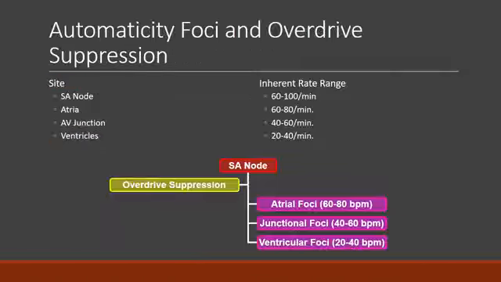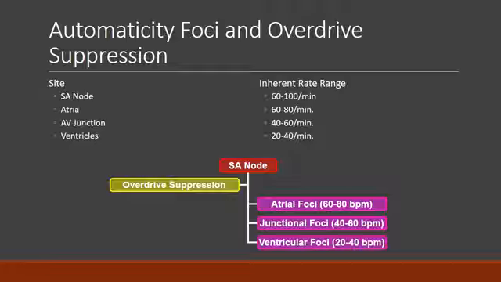Just another slide to summarize. So we have those foci where we have this concept of automaticity, where those sites will just cycle on by their inherent rate. They'll just depolarize all by themselves. So the SA node is first, then the atria. You can see the SA node is the fastest, 60 to 100 beats per minute. The atria is a little bit slower, about 60 to 80 beats per minute. Then the AV junction, the AV node, is about 40 to 60. And then the ventricles is 20 to 40 beats per minute.